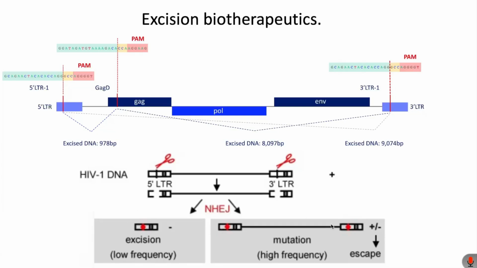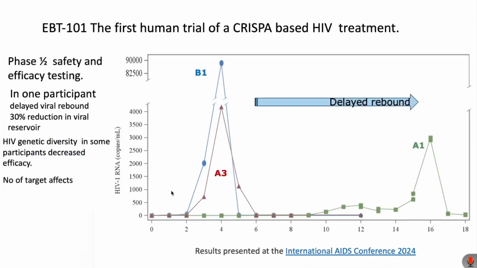What's more likely to happen is that there's just going to be 2 mutations in the LTRs rather than the whole virus being excised, because non-homologous end joining is fast, so by the time the excised viral genome drifts away, it's just going to get repaired and it's just going to still remain integrated. This is very unlikely.